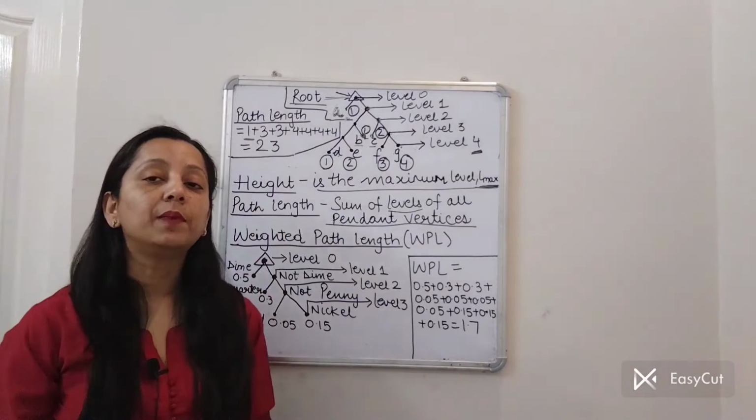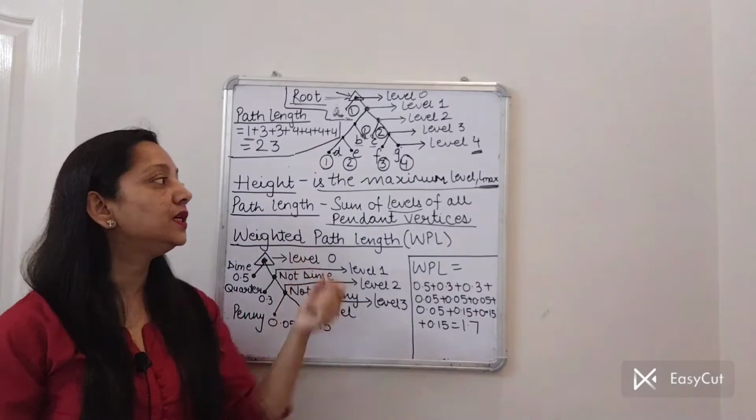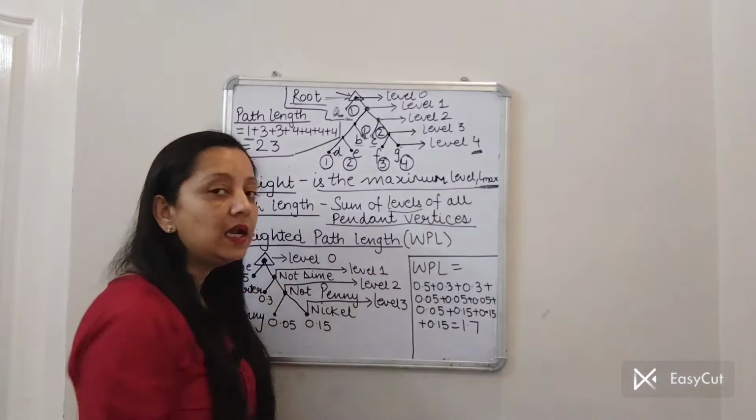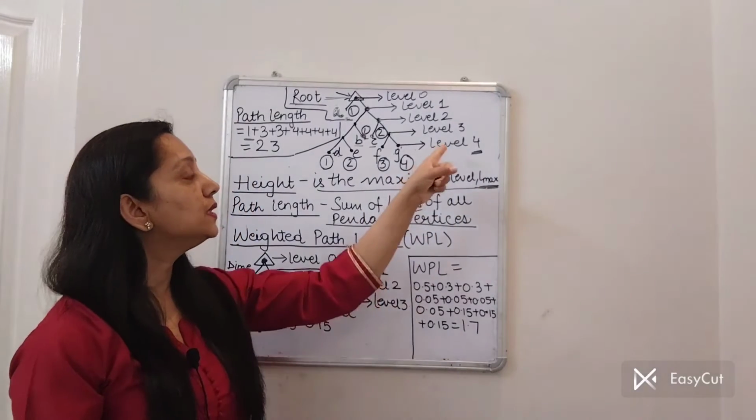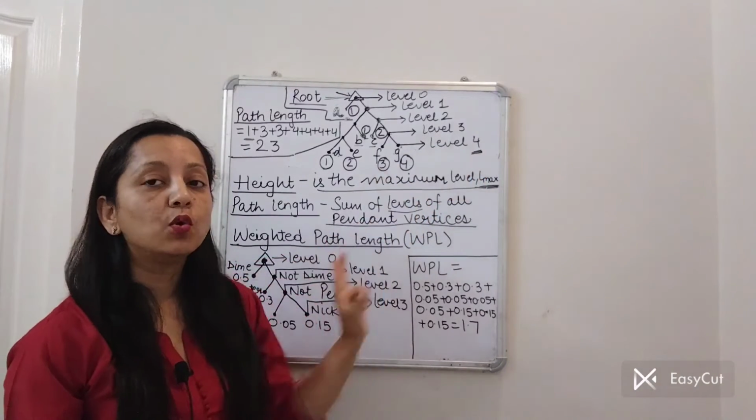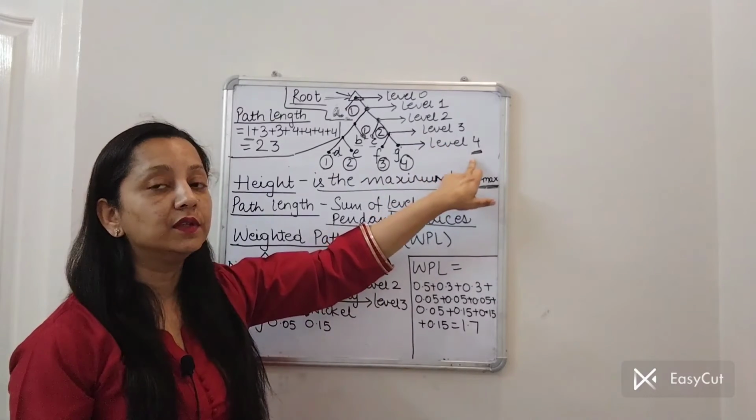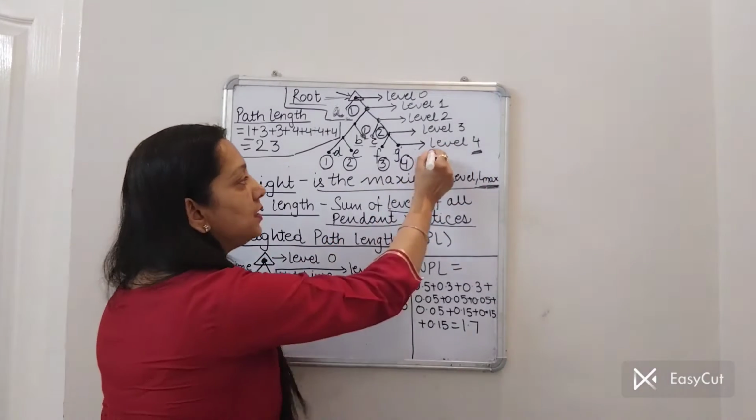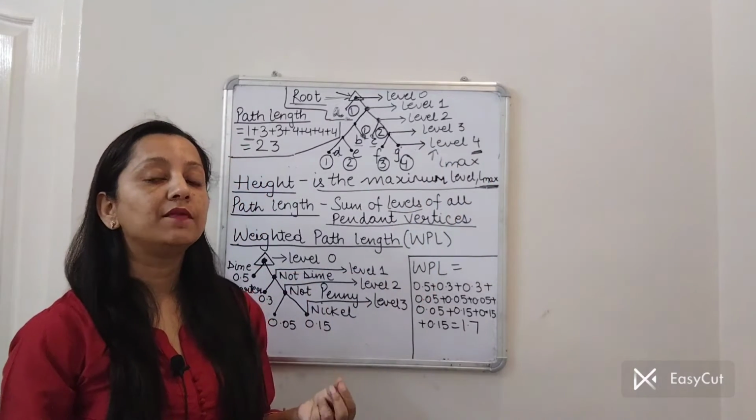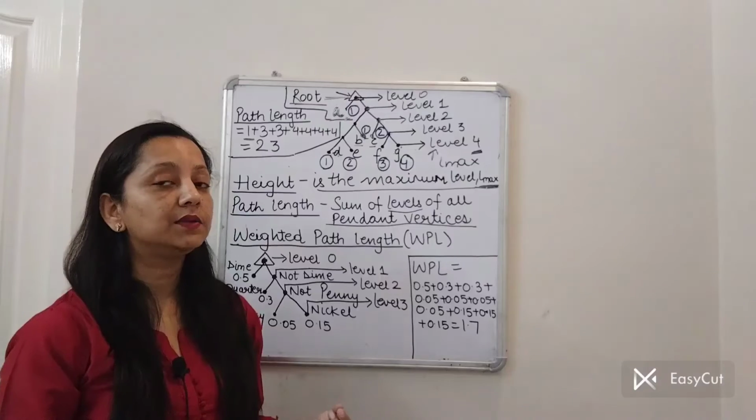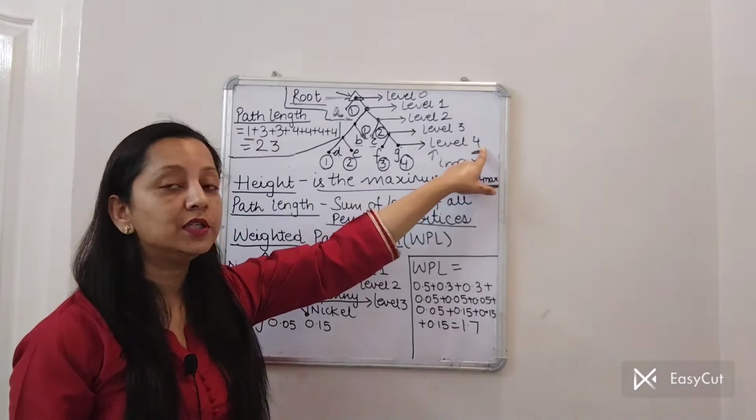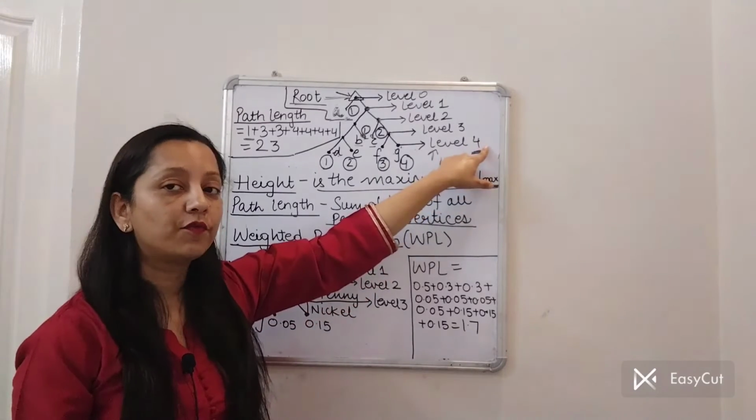Now what is the height of a binary tree? The height of the binary tree is the maximum level of the binary tree. The maximum level is denoted by L max, right? So here you can see the maximum level of this binary tree is level 4. Beyond level 4 there is no level. So this is the maximum level that you can have in this particular binary tree. So L max here is 4, right? And as I told you, the maximum level or L max is the height of the binary tree. That means the height of this particular binary tree is 4 here because L max is 4, right?